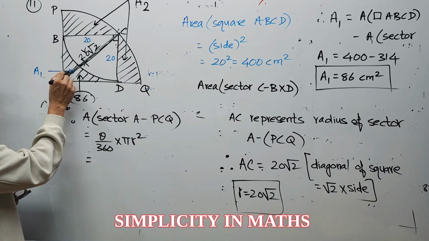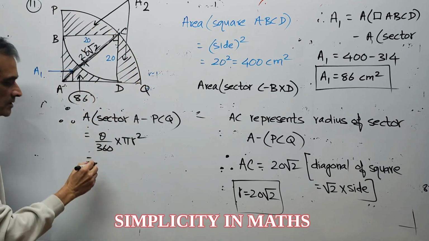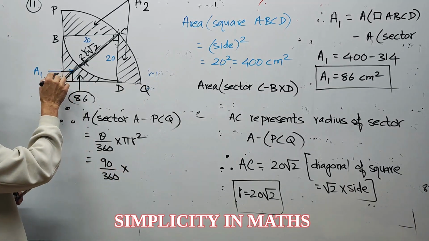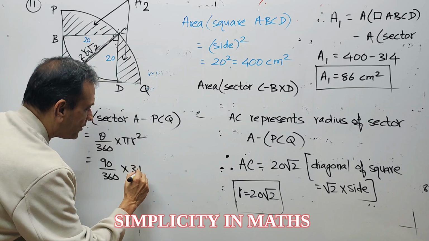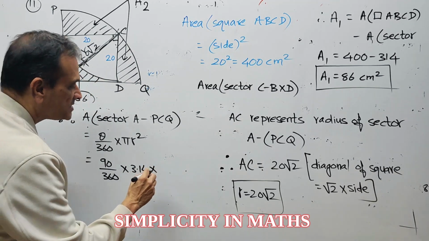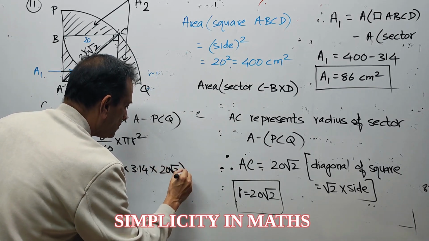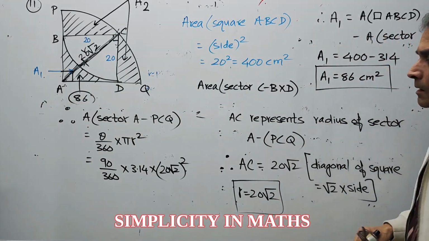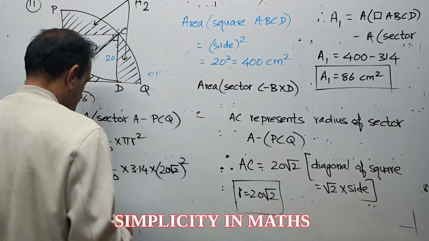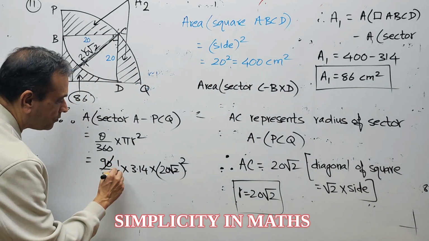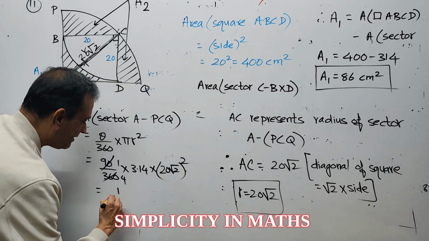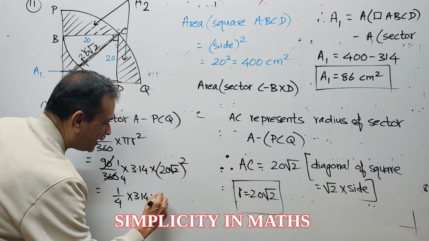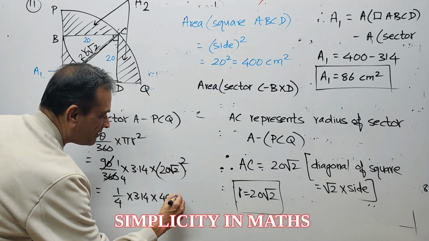Theta is again 90. ये theta हो गया because ये sector है. So 90 upon 360. 90 direct लिख सकते हो. 3.14 into radius is 20 root 2, bracket squared. Ninety into 4, so 1 by 4. 20 squared is 400. Root 2 squared is 2.